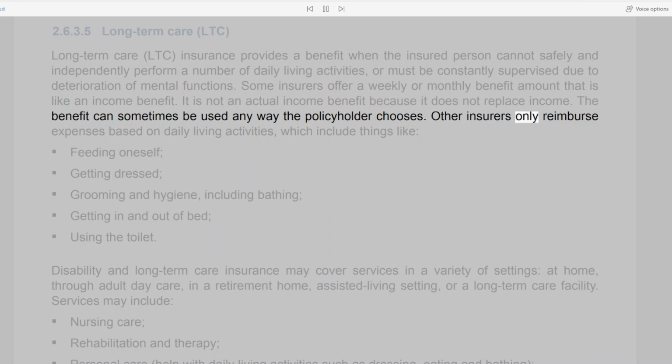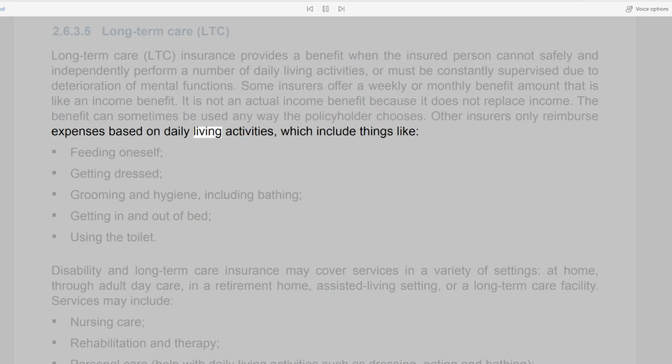Other insurers only reimburse expenses based on daily living activities, which include things like feeding oneself, getting dressed, grooming and hygiene, including bathing, getting in and out of bed, using the toilet.